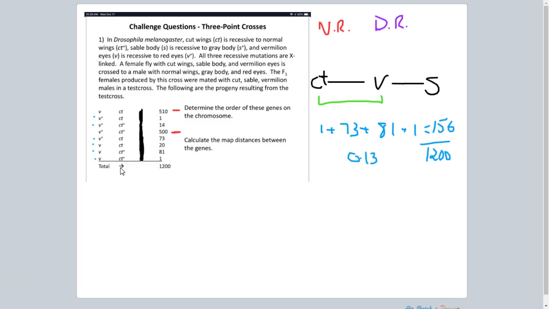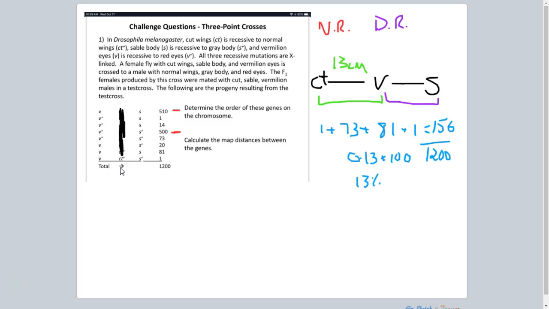Now, of course, we have to multiply that by 100 to convert it into percent, so that's 13% recombination between V and CT, and that's a map distance of 13 centimorgans between those two genes. And then we're going to move on, and we're going to calculate the distance between V and S, meaning that we're going to now ignore CT.